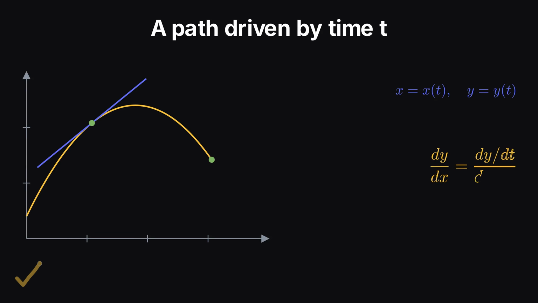What's the slope of that path? It's the rate y changes divided by the rate x changes. dy/dx equals dy/dt over dx/dt, the two time derivatives divided. That ratio gives the direction the curve is heading at any instant.